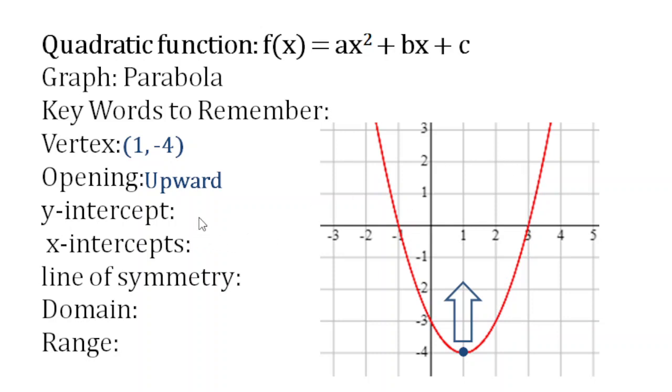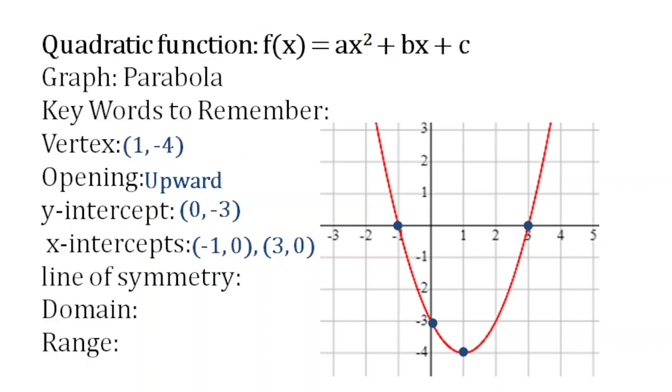So y-intercept. Y-intercept is the value of y when x is 0, or a point on the y-axis where the graph passes through. So here it's -3, and it has coordinates 0, -3. And the x-intercepts, the points on the x-axis where the graph passes through. So here it's -1 and 3, and -1 here has coordinates -1, 0, and for point 3 we have here 3, 0.